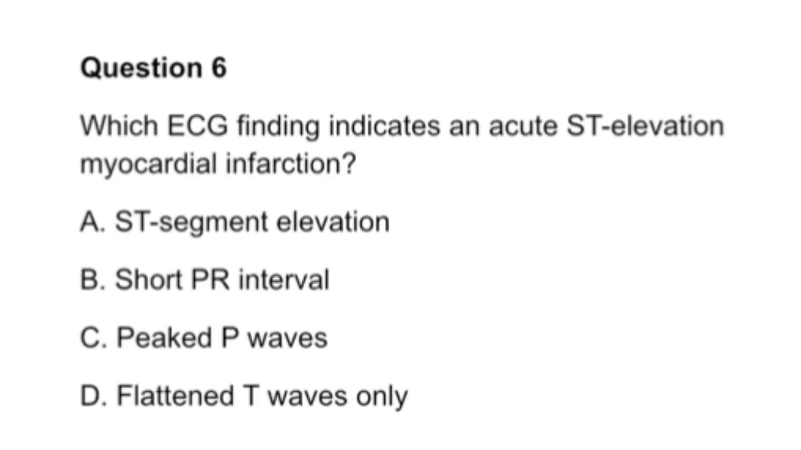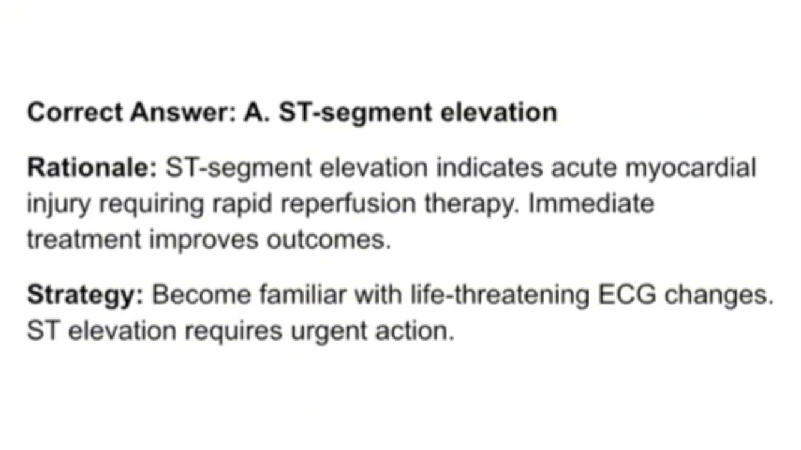Question 6. Which ECG finding indicates an acute ST elevation myocardial infarction? A. ST segment elevation. B. Short PR interval. C. Peaked P waves. D. Flattened T waves only. Correct answer, A. ST segment elevation.